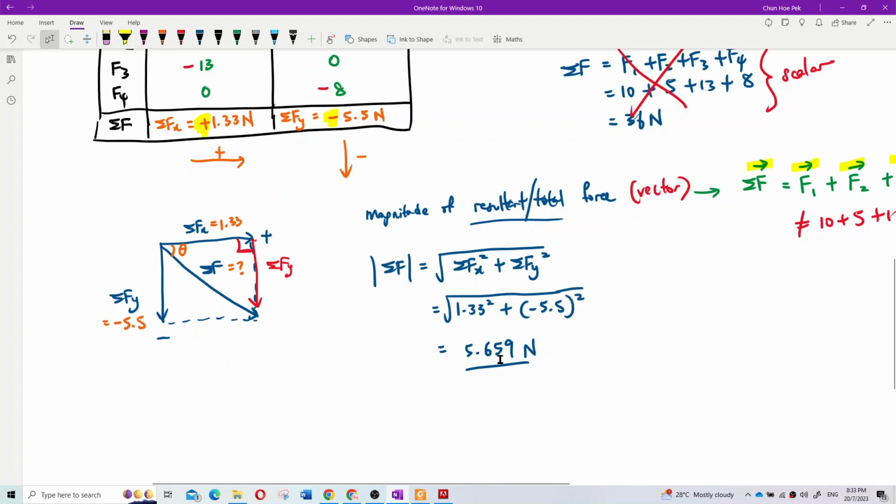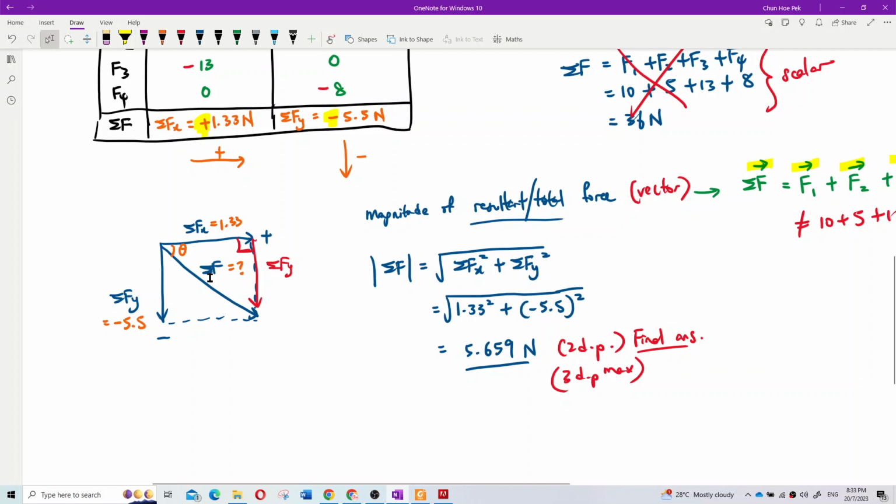Normally for the final answer we put 2 decimal places, maximum 3 decimal places. Normally we don't put 4 decimal places. For the final answer, we normally maintain 2 decimal places or 3 decimal places maximum. Okay, so that's the magnitude of the resultant force, and then we need the direction.